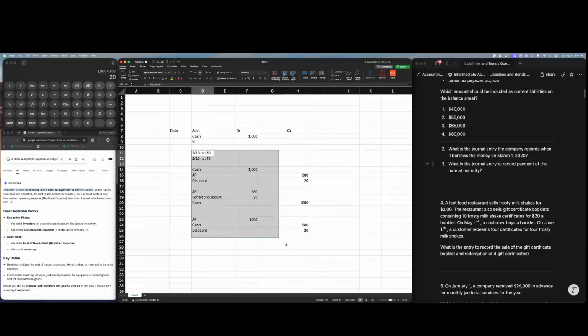If it was notes payable, a lot of times there's not going to be a discount or a premium on a note. You'll most likely see a discount or a premium on a bond.